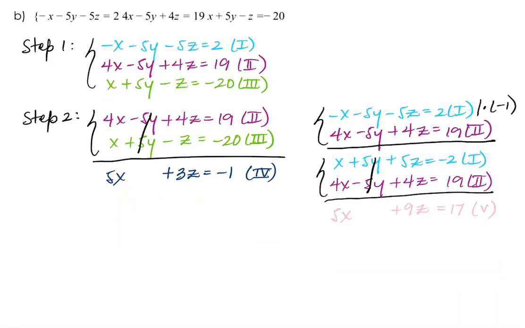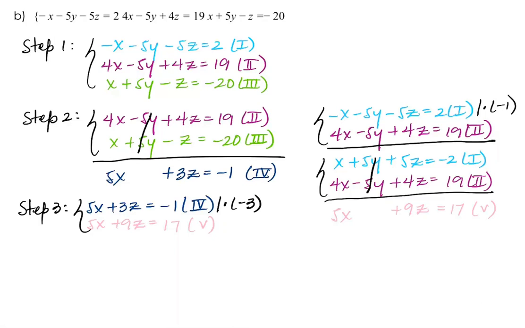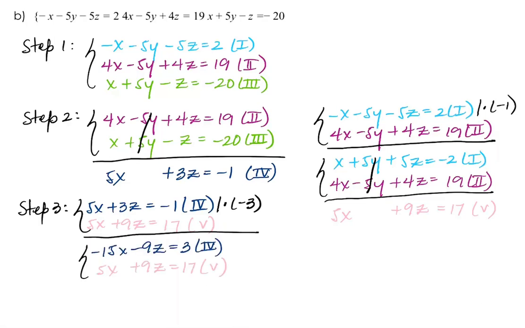For our next step, we're going to use equations 4 and 5 in order to eliminate our z's and calculate our x's. However, in order to do that, we need to first transform equation number 4, and we're going to do that by multiplying it times negative 3. Once we have done this, we can add these two equations, eliminating the z's, and what's left is negative 10x equals 20. We can solve for x, which is equal to negative 2.